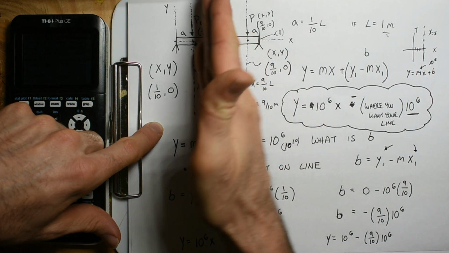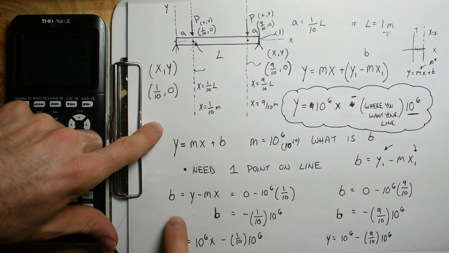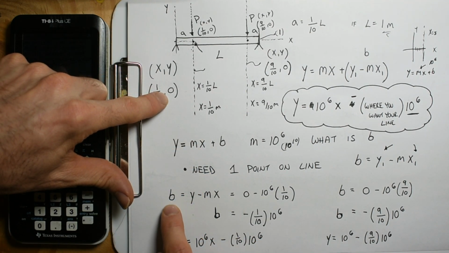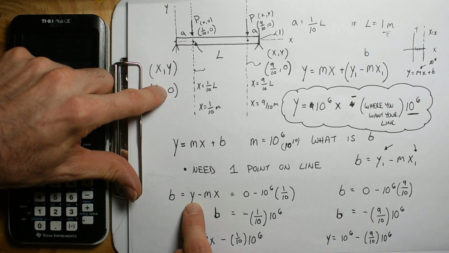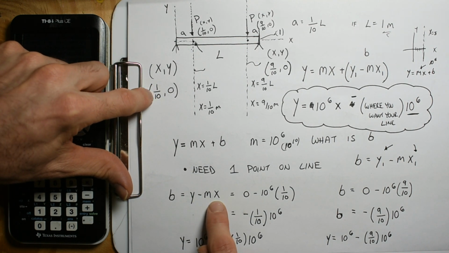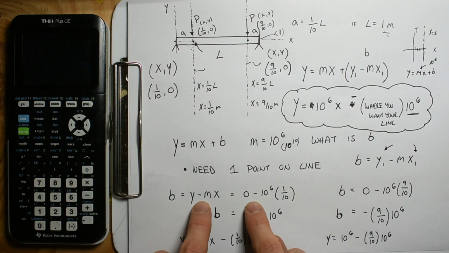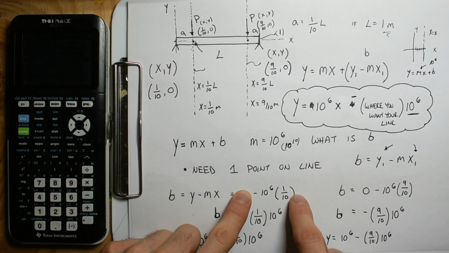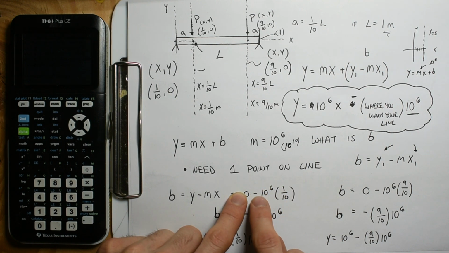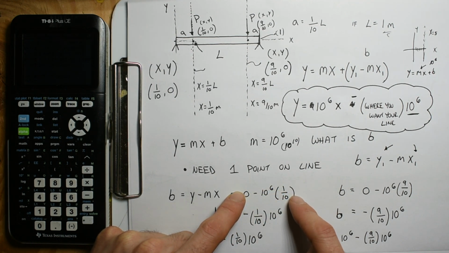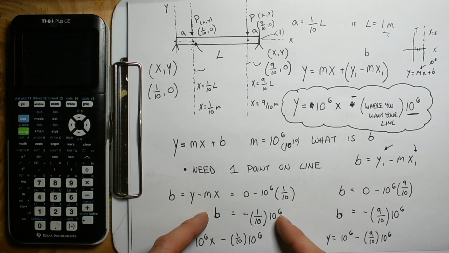So our y-intercept, where we know it's going to cross this y-axis, is going to be this equation. That's going to be b is equal to this point, y1, minus our slope of 10 to the 6th, times this point, 1/10. So we have 0 minus our hella slope, 10 to the 6th, times 1/10. And so we get this as our y-intercept. It's going to be negative 10 to the 6th times a 10th. Cool, that's where it's going to intercept the y-axis.